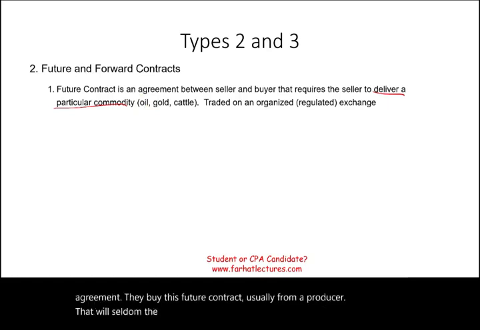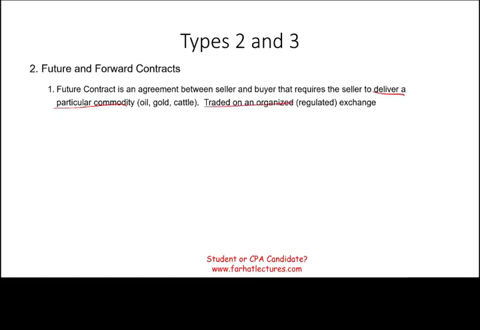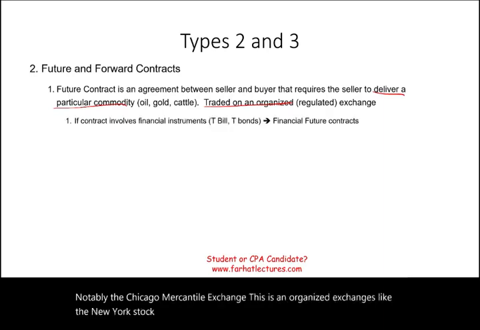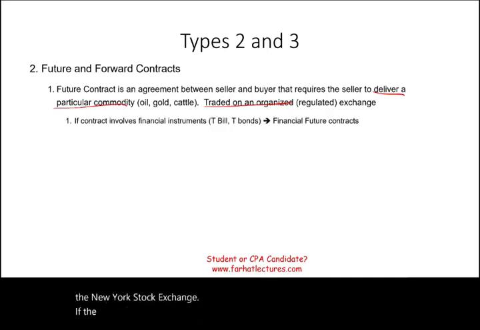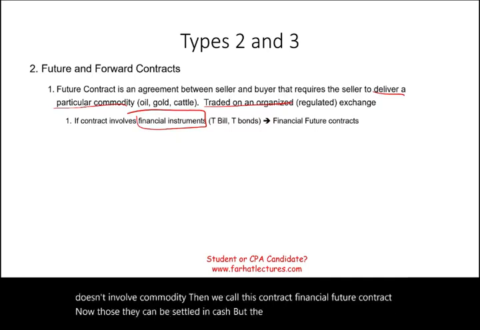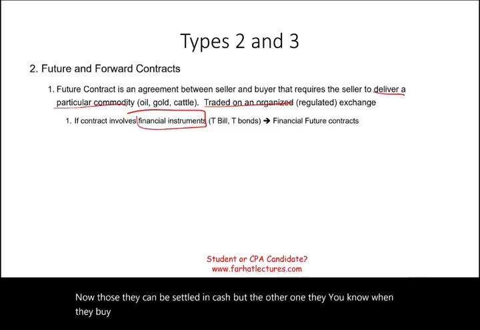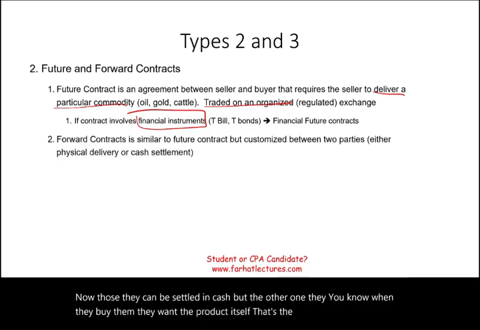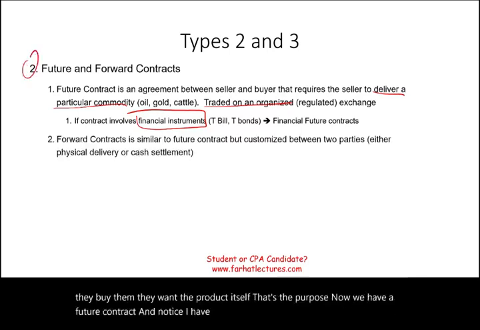And future contracts are traded on an organized exchange. They're regulated, notably the Chicago Mercantile Exchange. This is an organized exchange, just like the New York Stock Exchange. If the contract involves a financial instrument, what does that mean? It means it doesn't involve a commodity. Then we call this contract a financial future contract. Now those can be settled in cash, but the other ones, when they buy them, they want the product itself. That's the purpose. Now we have a future contract, and notice I have them under the same category.